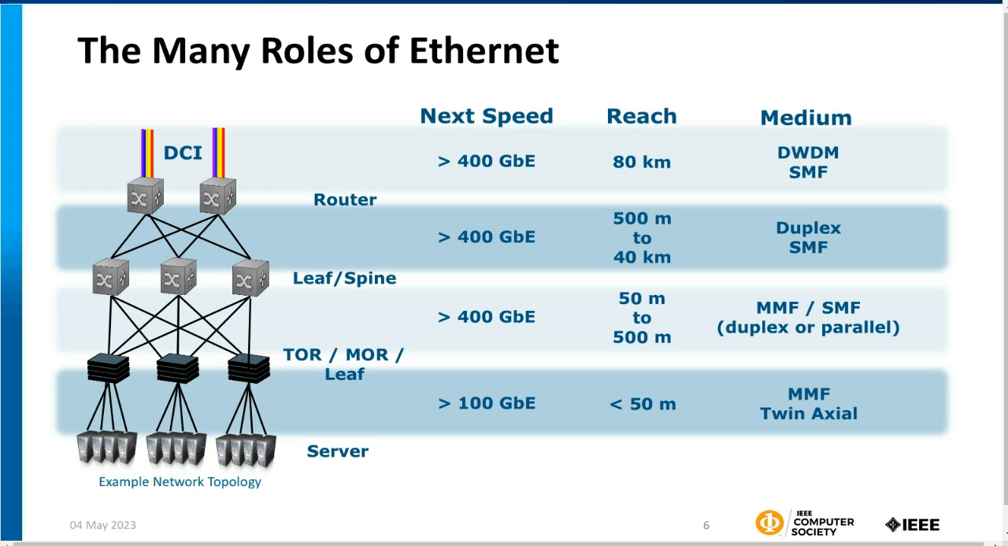Okay, so in addition to all of those different speeds, if you look over in the far right columns, you see that there are different reaches and different mediums that we need to deal with. In some cases, it's copper-based twin axial cables. In other cases, it's multi-mode fiber or single-mode fiber, as well as even DWDM. And what's not shown here is even the actual physical interconnects that are Ethernet-based inside of people's systems. Okay, so there's a lot of different roles where Ethernet is used. And as we create new technologies to support 800 and 1.6, they can then spread everywhere.